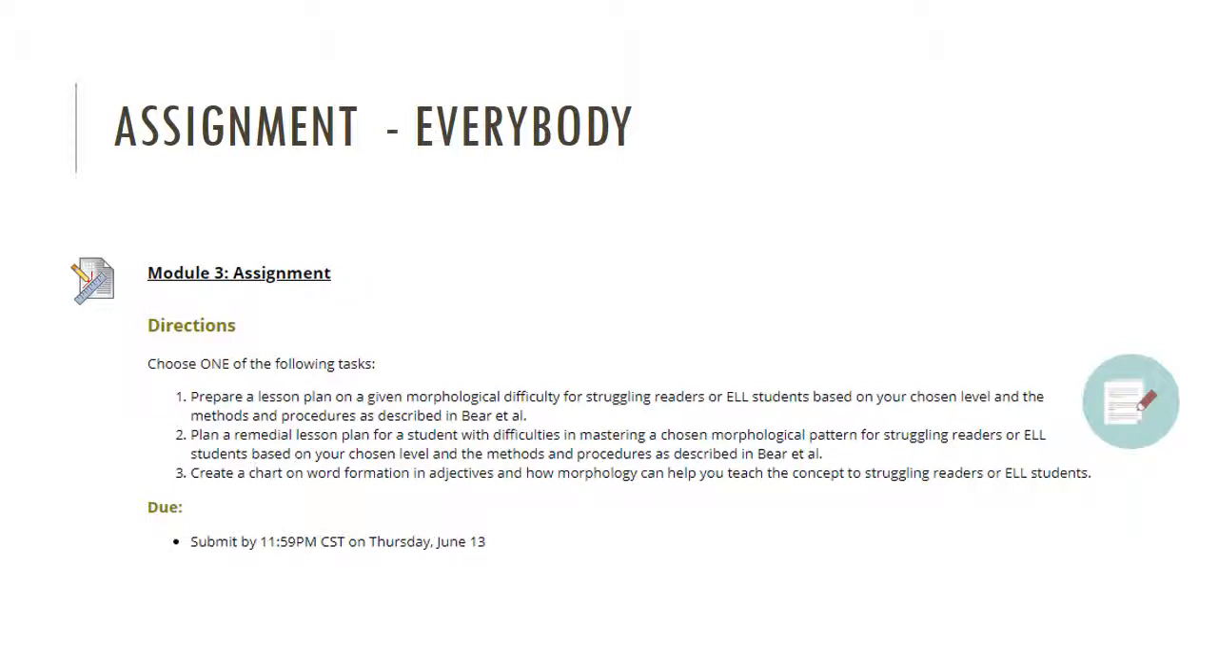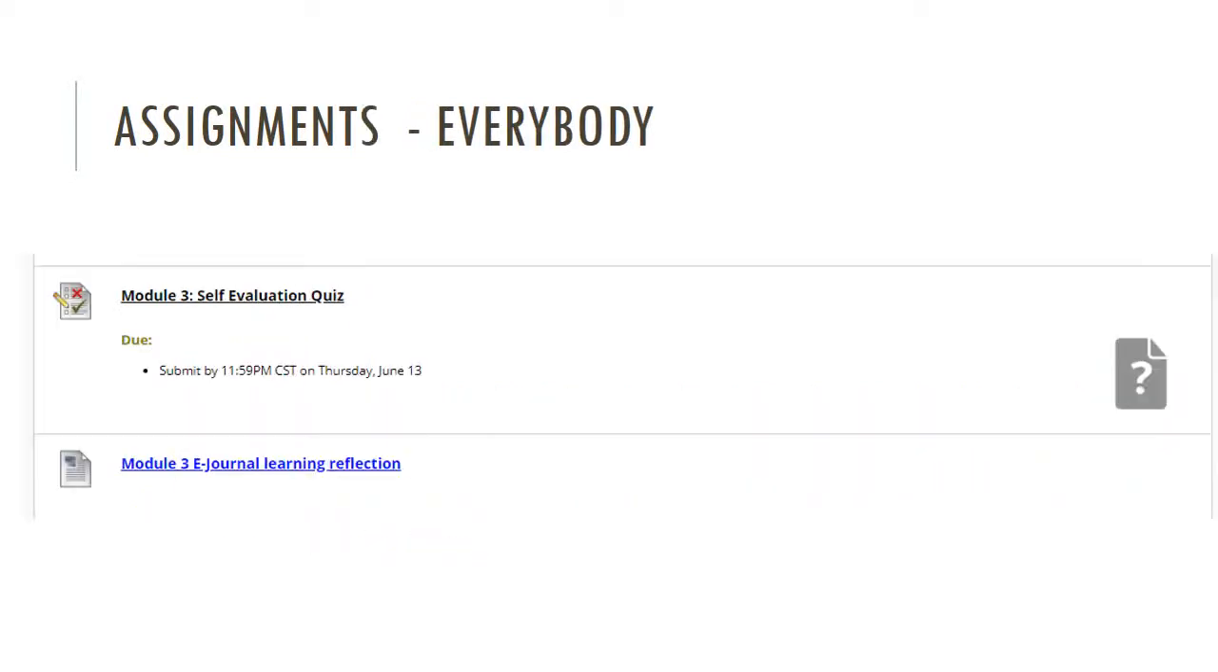Module 3 assignment for everybody, again, is you are picking an activity. And I think those 3 are all pretty self-explanatory. The last 2 assignments that everybody completes is the self-evaluation quiz and then the Module 3 e-journal learning reflection. And please remember that's just a brief entry summarizing what you learned in Module 3. Surprises you had, connections you made, questions you still have.